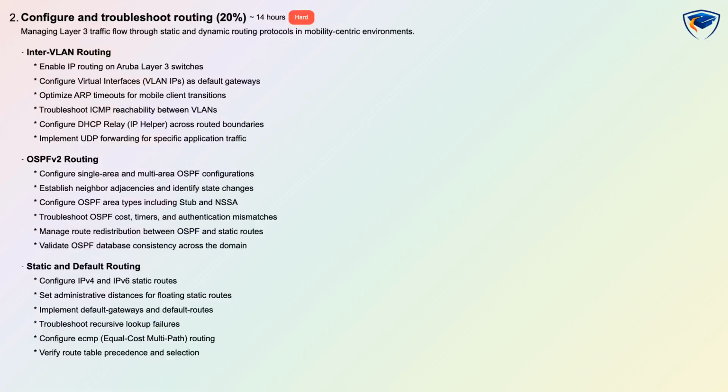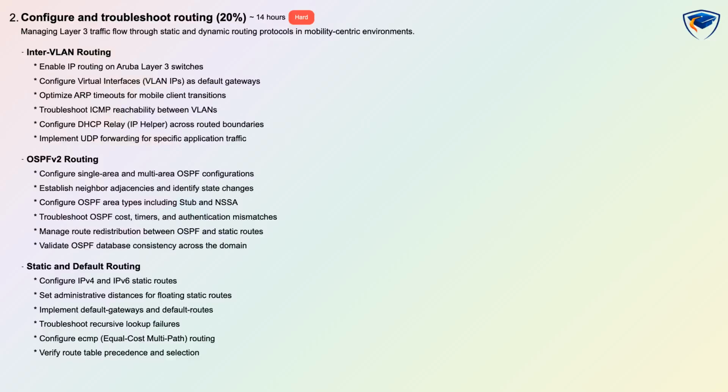The second domain is configure and troubleshoot routing, weighted at 20%, marked hard. With an estimated 14 hours of study and scenario-based assessment, you will enable IP routing on Aruba Layer 3 switches. Configure virtual interfaces as default gateways, and optimize ARP timeouts to help mobile client transitions between VLANs.